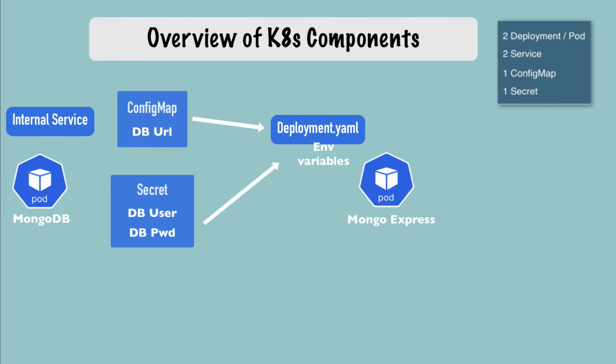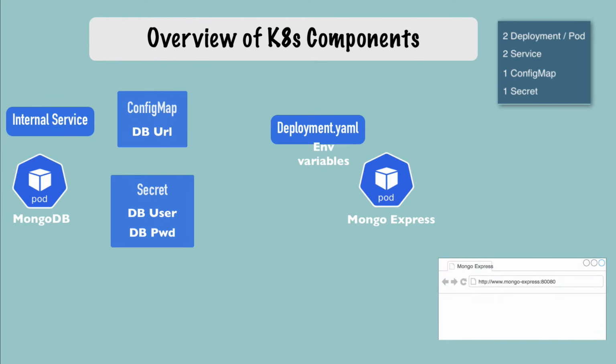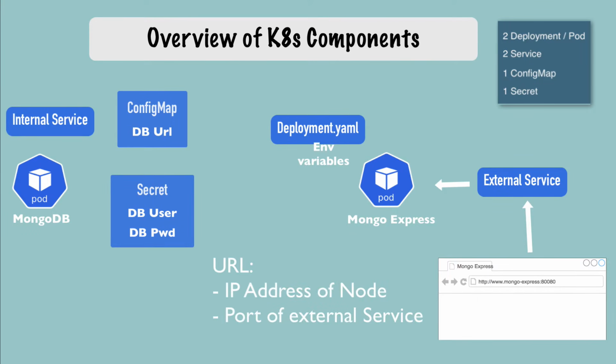So once we have that set up, we're going to need MongoExpress to be accessible through a browser. In order to do that, we're going to create an external service that will allow external requests to talk to the pod. So the URL will be HTTP IP address of the node and the service port.